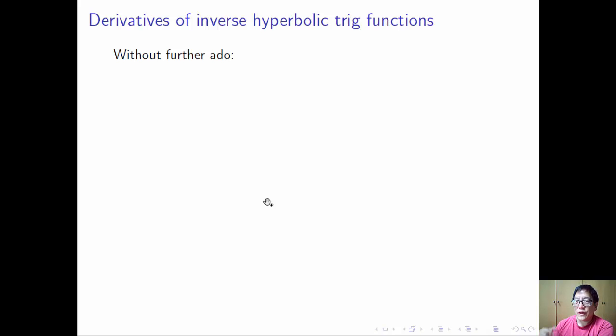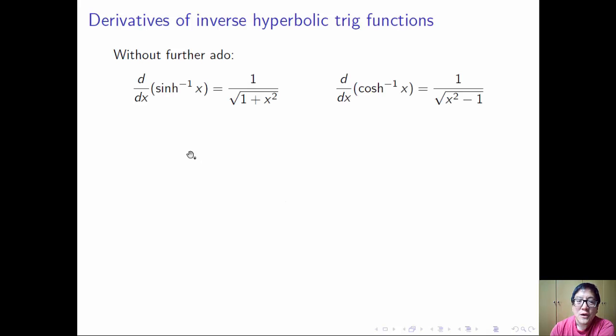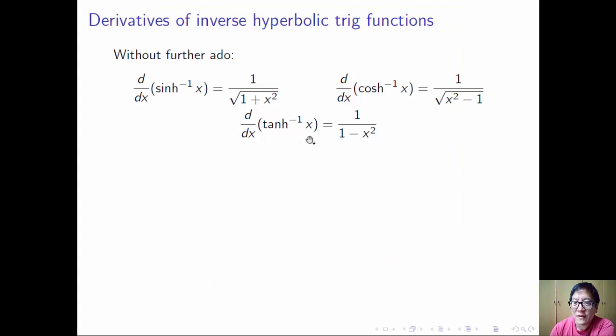I want to apologize for the awkwardness of the corrections on this slide. All right, and so what are the derivatives of the inverse hyperbolic trig functions? Well, you don't often see the inverse hyperbolic trig functions except in exactly this circumstance, because they happen to have interesting derivatives. So without further ado, the derivative of inverse sinh is 1 over the square root of 1 plus x squared. The derivative of inverse cosh is 1 over the square root of x squared minus 1. Sorry about that. Back to your regularly scheduled program. And the derivative of inverse tanh is 1 over 1 minus x squared.